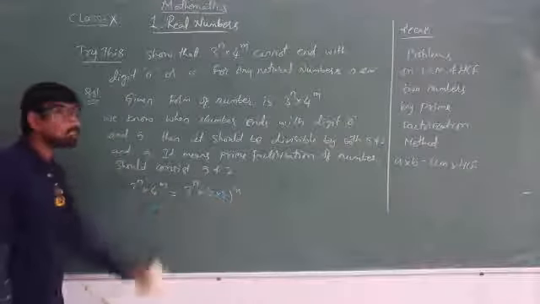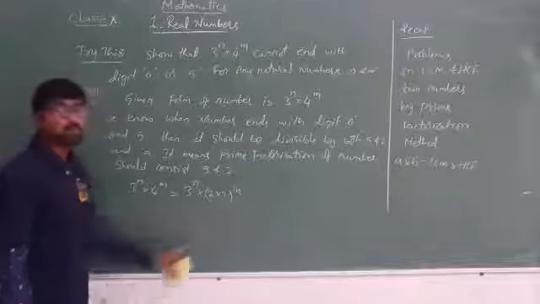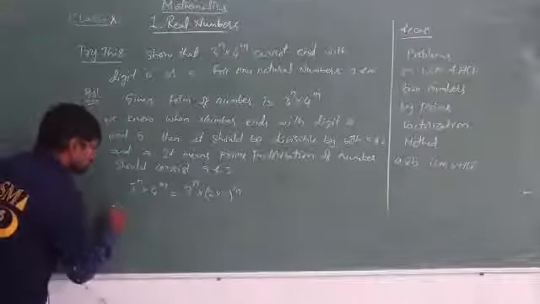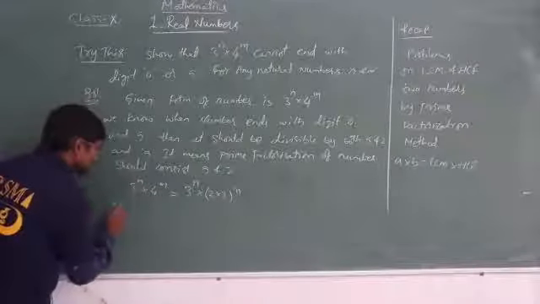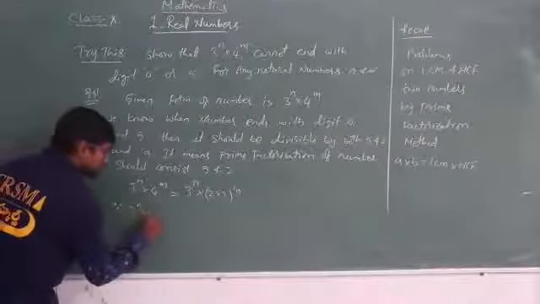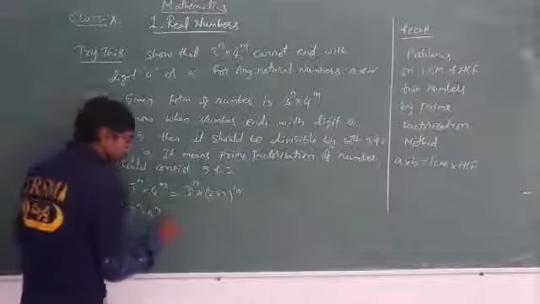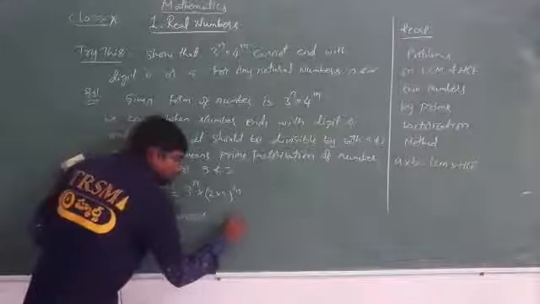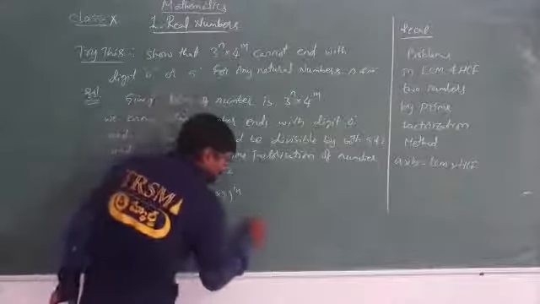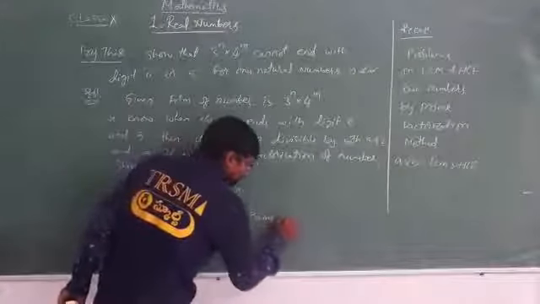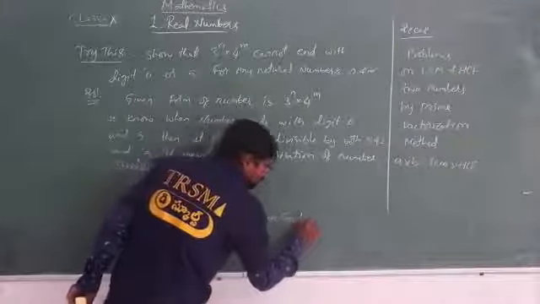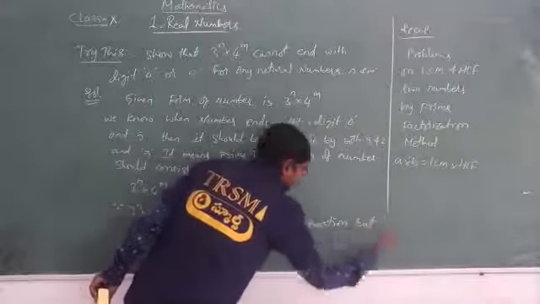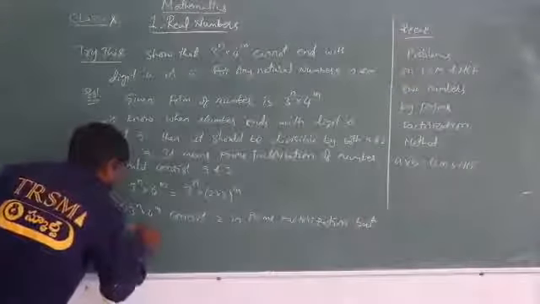It means this number is divisible by only 2. Is it divisible by 5? No. So therefore, since 3 power n into 4 power m consists of 2 in the prime factorization but not 5.